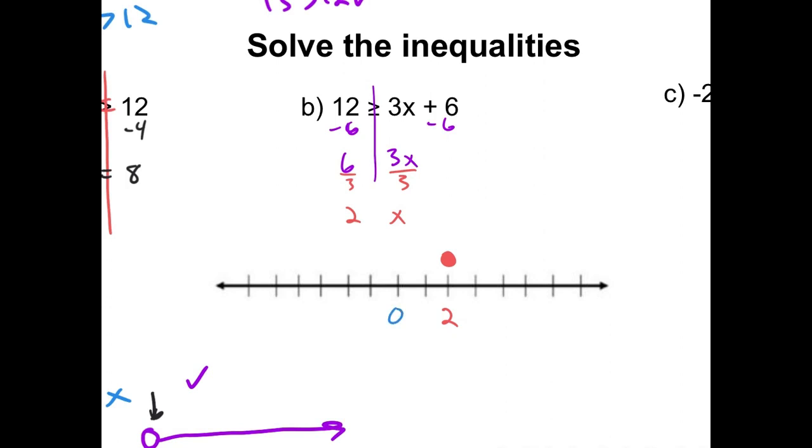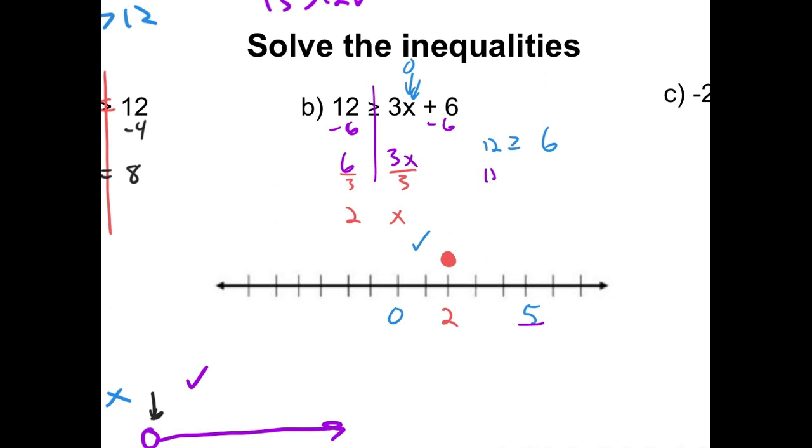So I'm going to check 0 because 0 is a friendly number that's simple. And then let's also check the number 5 for no reason in particular. So if I plug in a 0 here for x, I'll have 12 is greater than or equal to 0 here in my x term. So I've got 6. So this does seem to work on this side. I'm guessing the arrow's going to go that way. But just to be sure, I'm going to check the other side too.